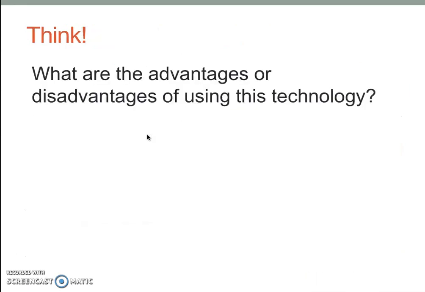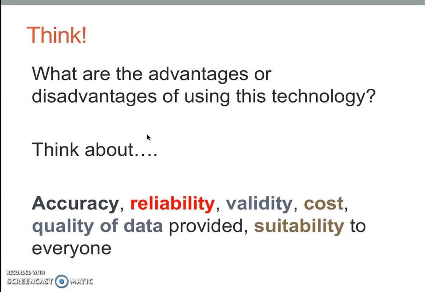All right, so what are the advantages and disadvantages of using quite extensive technology? What are the types of things you've got to think about? How accurate do you think it would be? So once you've had a look at the video, jot down what you think about the accuracy. What do you think about reliability, validity, cost, and the quality of the data provided and how suitable it was to everybody? Now we can look at each one of those individually. So accuracy, that's quite clear, is the information given a true reflection of what's actually occurred?